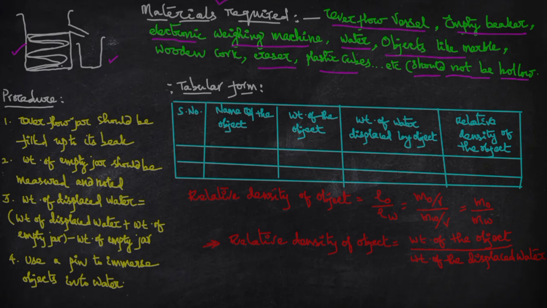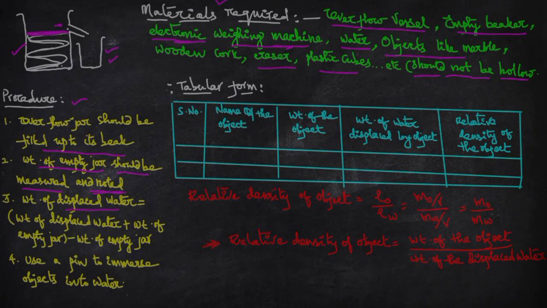And here is the procedure. The overflow jar should be filled up to the beak. Beak means this, this is called the beak. When any object is dropped into the water, the displaced water should move from here and be collected in this jar. And the weight of the empty jar, this is the empty jar, should be measured with the electronic weighing machine, and the weight is noted.